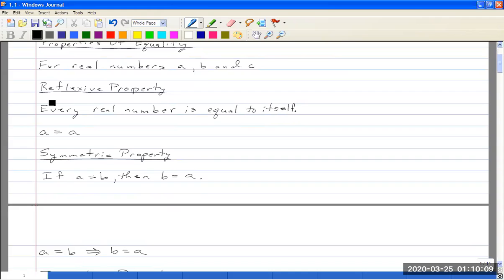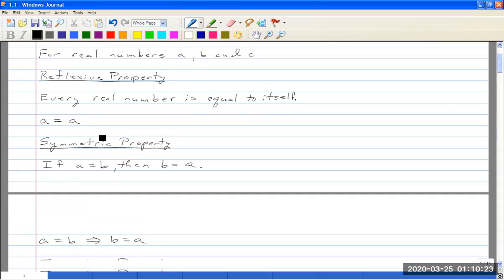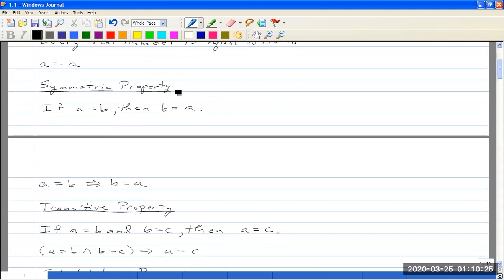The reflexive property says that every real number is equal to itself. So for every real number A, A is equal to A. We have the symmetric property. If a real number A is equal to a real number B, then B is equal to A. So in symbols, A equaling B implies B equals A.